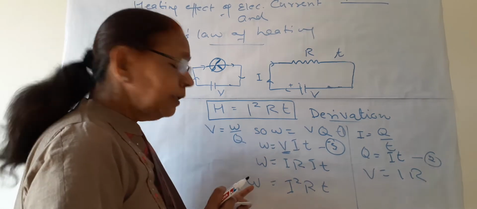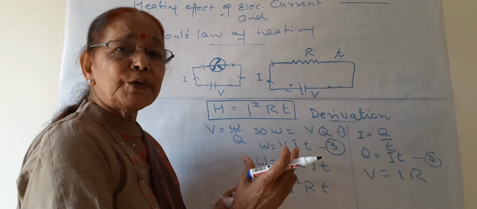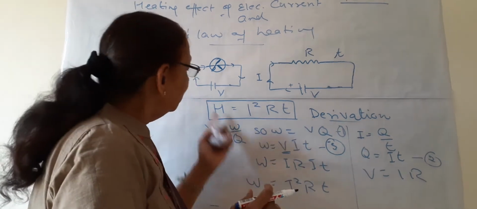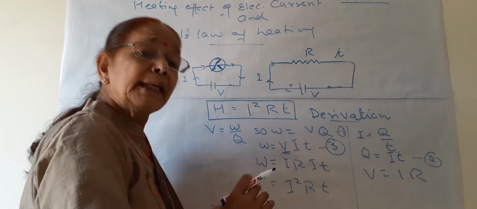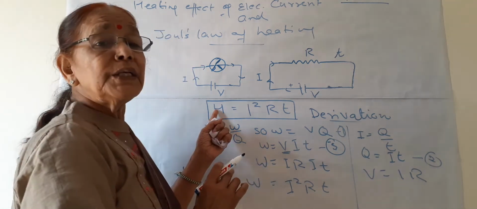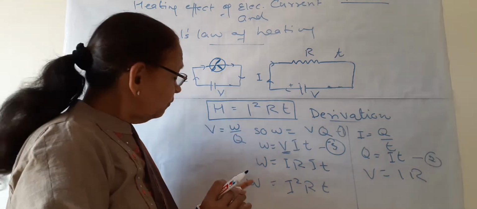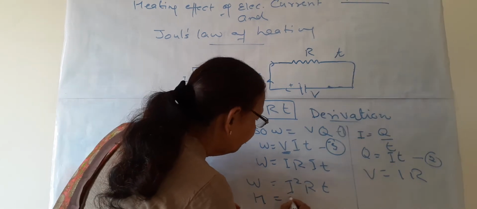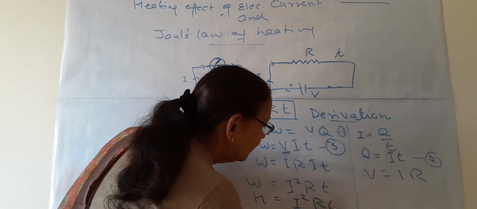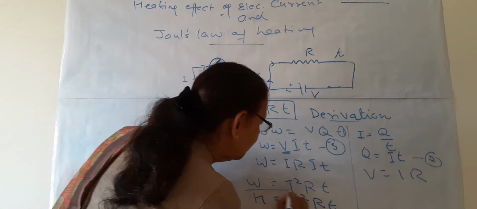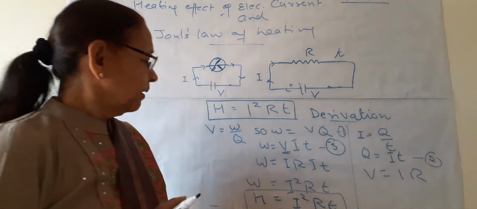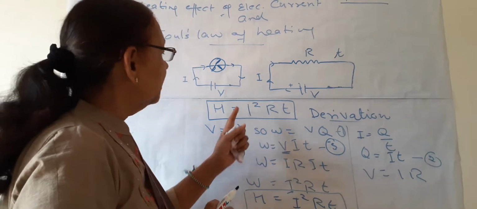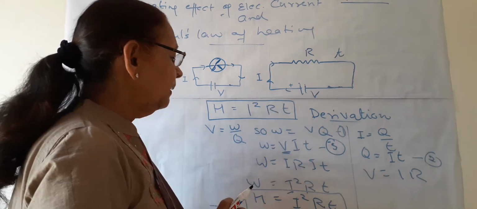But we want H in place of W. W, what is W? W is work done. This energy and W, they are one and the same thing. Both have the same SI unit, Joule. When this much work is done, then this much heat energy will be produced. So we will replace this W, work done, by this heat energy, or we can say heat produced in this resistor is equal to I square RT. So this is Joule's law of heating, and this is the derivation of this equation I square RT.